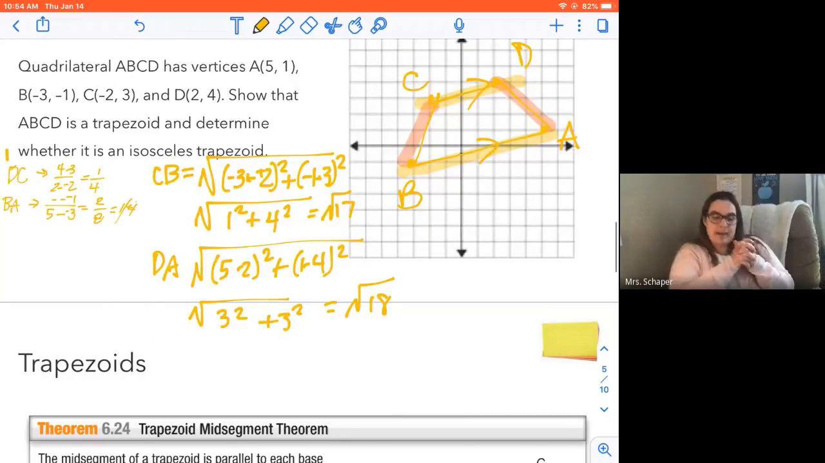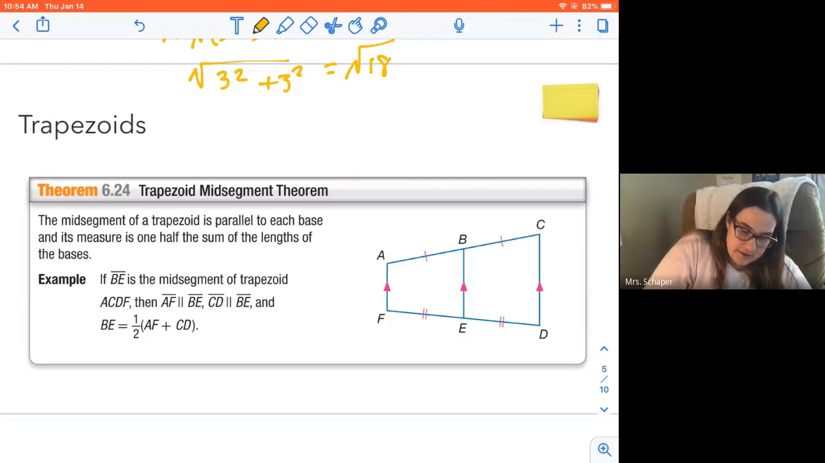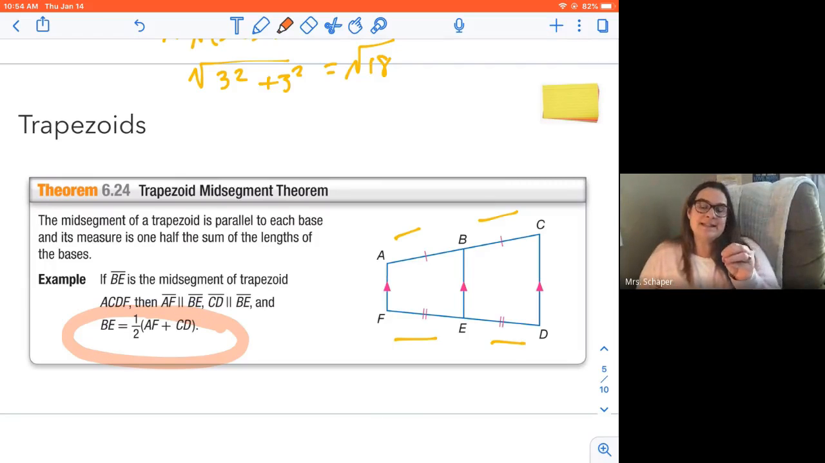All right, here we go. New theorem, trapezoid midsegment theorem. If BE is the midsegment of the trapezoid, then we can say that these two sides are congruent and these two sides are congruent. We can also say, look at this, that the midsegment is half the length of the sum of the two bases. I want to remember that. Get this down on your note card.